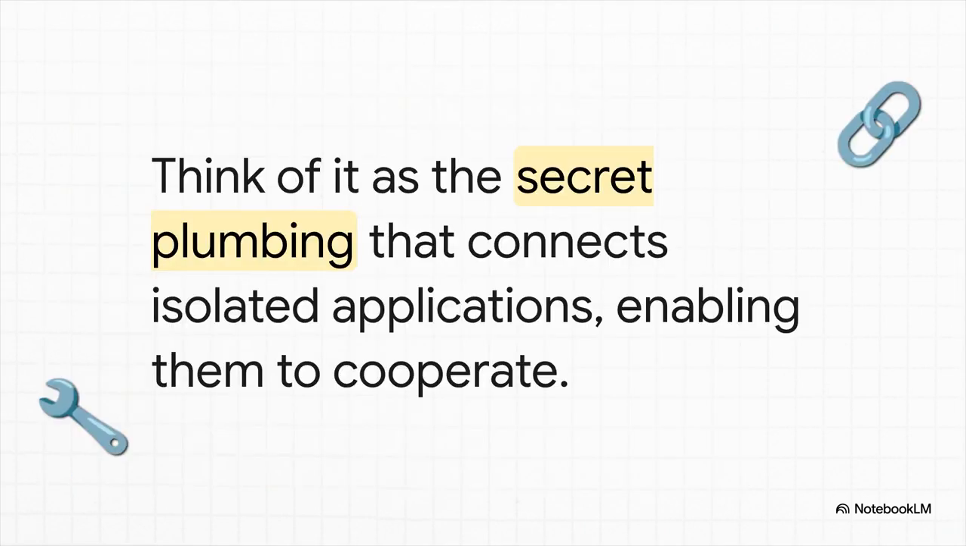I think a really great way to visualize this is to imagine every app on your computer as a separate building. IPC is like the secret network of plumbing and tunnels and messenger routes that connects all of them. It's the invisible infrastructure that lets them cooperate without bumping into each other.